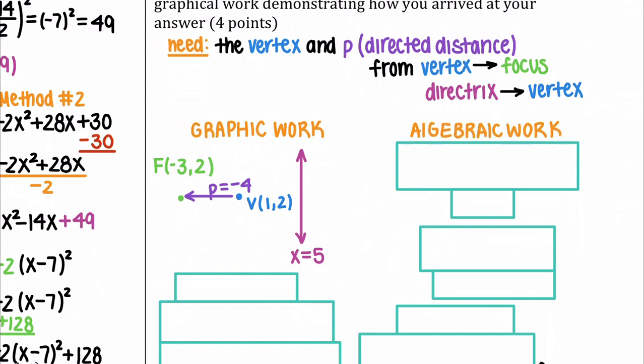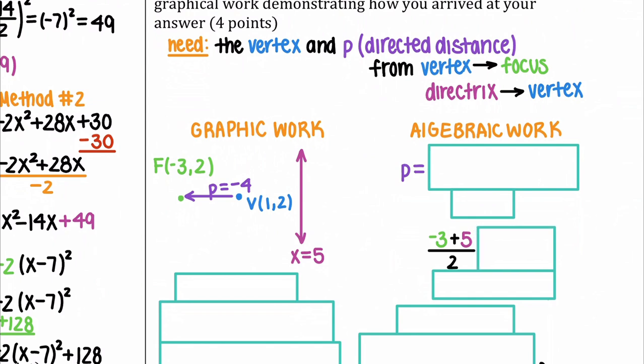Or if we were to do this algebraically, then because of the principle that the vertex is midway between the focus and the directrix, we can find the midpoint, or in other words, find the average. Or we can approach it using p. So there's two different ways of approaching it. The first way is what I said before, which is finding the average. So in this case, -3 plus 5 divided by 2 gives us 2 over 2, which is +1.